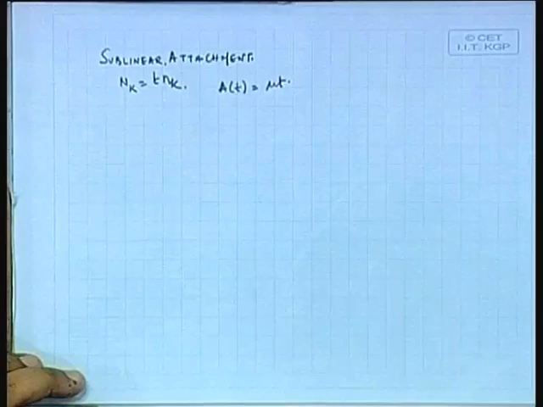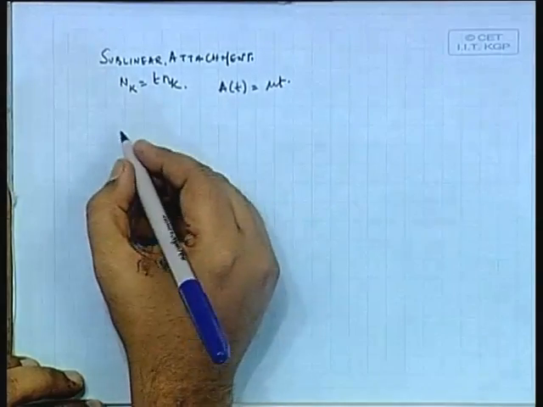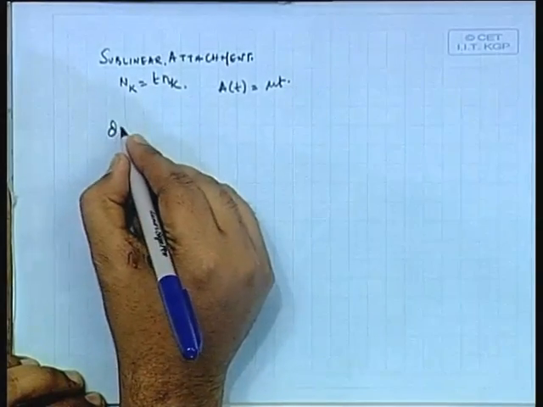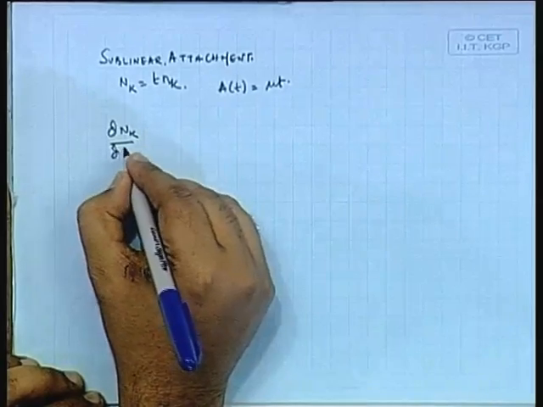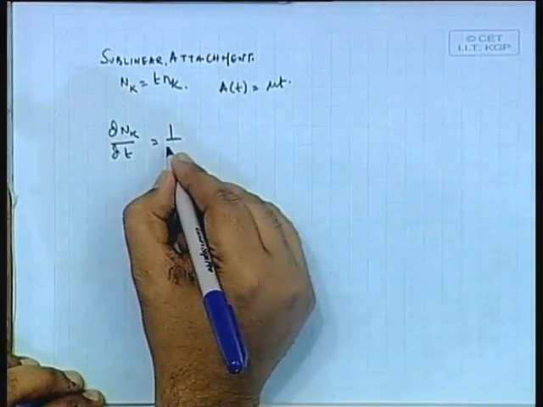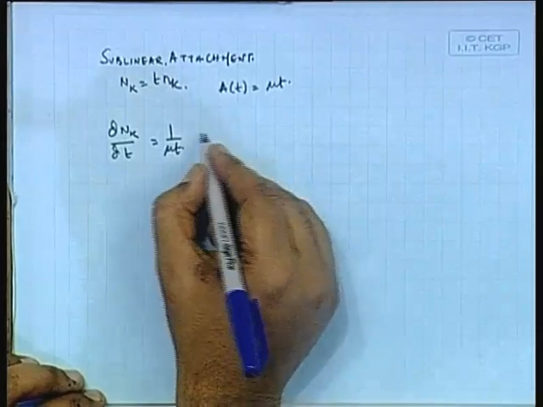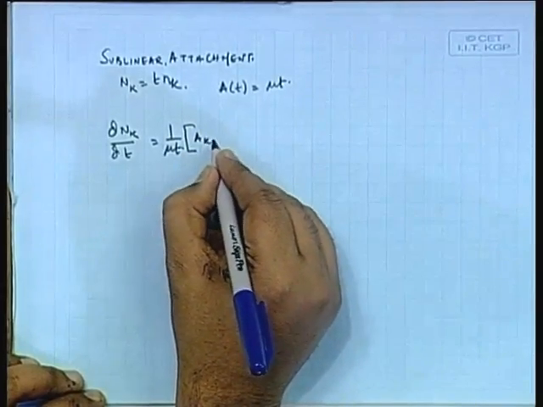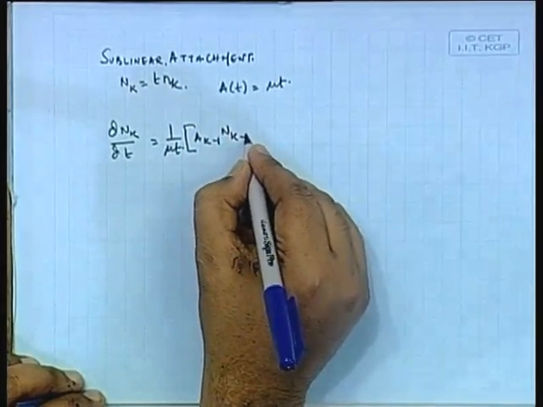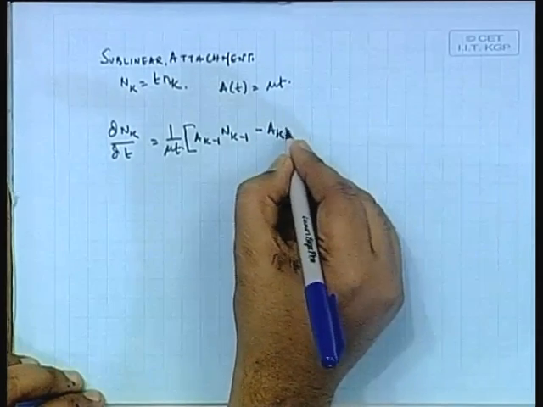Okay. So now again go back to our old equation. Now what is the old equation? dn_k/dt is equal to 1 by, now I write mu t instead of 2t, a_{k-1} n_{k-1} minus a_k n_k.